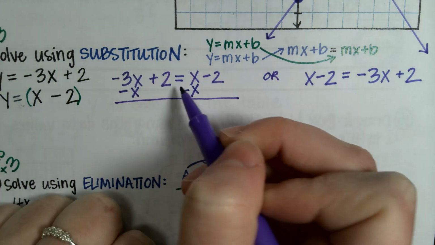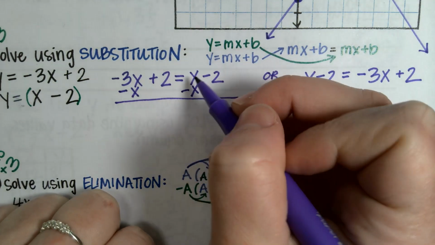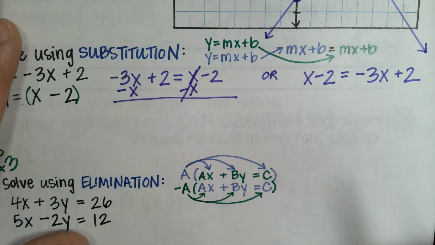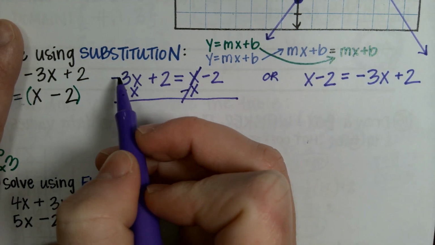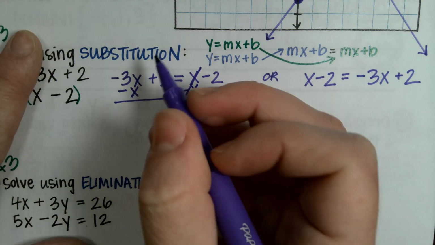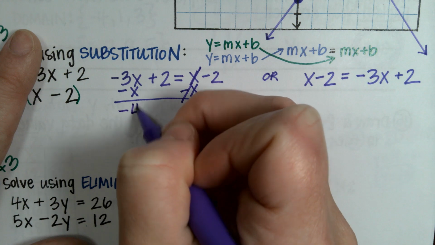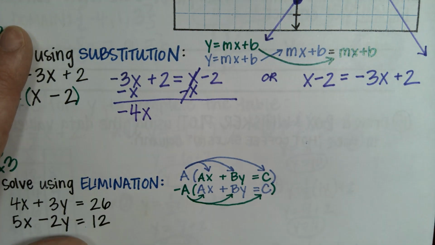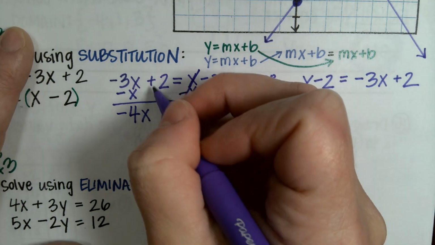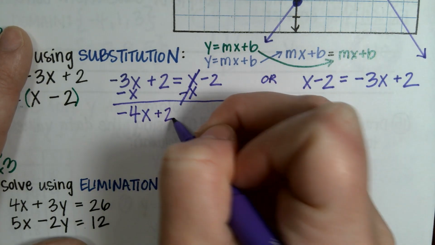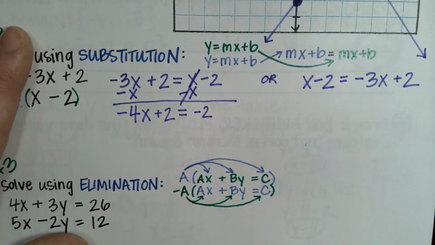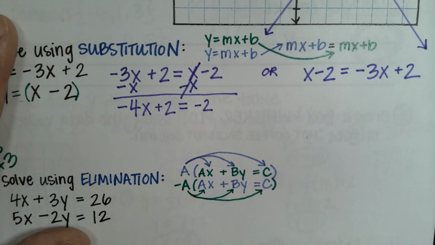We can do that because these are like terms. If we have numbers that are attached to the same variable, we can combine them. So what is negative 3x minus x? Negative 4. Yeah, it's negative 4x. What would I do next? Rewrite the rest of the equation. Yeah, let's rewrite the rest. I've got plus 2 over here equals negative 2. And what do I do next?